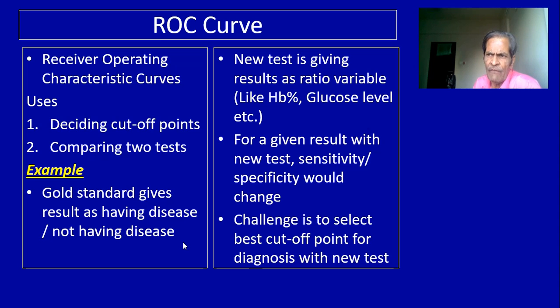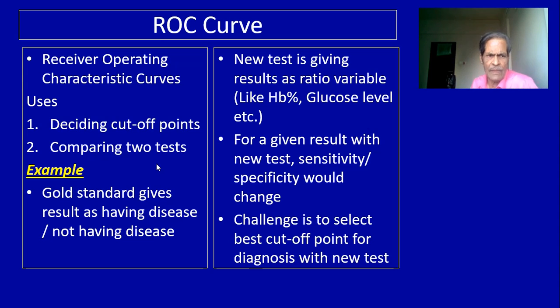So when a new diagnostic test is there and its results are obtained in the form of a ratio scale, we have to decide the cutoff point for diagnosing the presence or absence of a disease with the help of the new diagnostic test. Another use of the ROC curve is comparing two tests. We may have two new tests and want to compare them with the gold standard. In that case, which test should we select? ROC curves help in choosing between the two new diagnostic tests when they are compared with one gold standard.